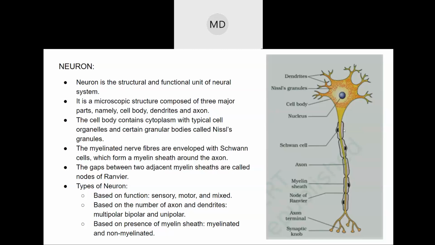Alright, the Schwann cells are responsible for the myelin sheath. If there is no Schwann cell, there is no myelin sheath. The Schwann cells form the myelin sheath. And what is the function of the myelin sheath? I have mentioned that nerve cells or neurons or nerve fibers transmit electrical impulses. Electricity is passed. So these myelin sheaths serve as the insulator.